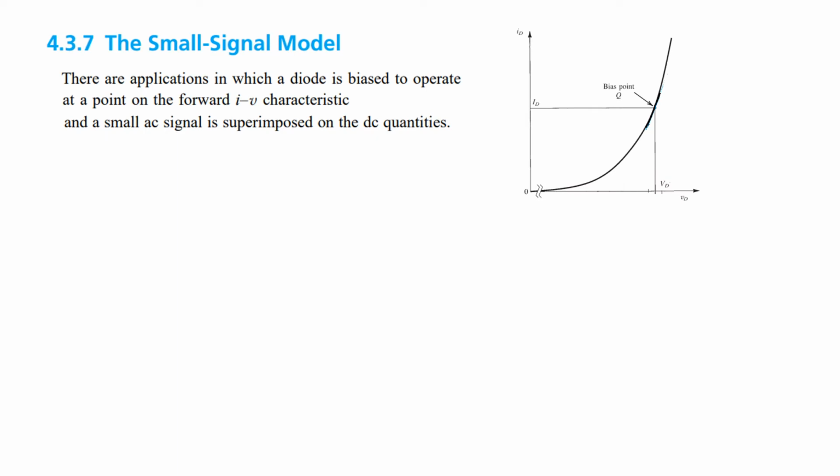Now let's try to understand what small signal model means. And you have to be very, very patient to understand this. What he's saying is there are applications in which a diode is biased to operate at a point on the IV characteristics curve. So this is the IV characteristics curve, and in that we select a point where the diode should operate. This is known as the bias point or Q point. And how we select it is shown here.